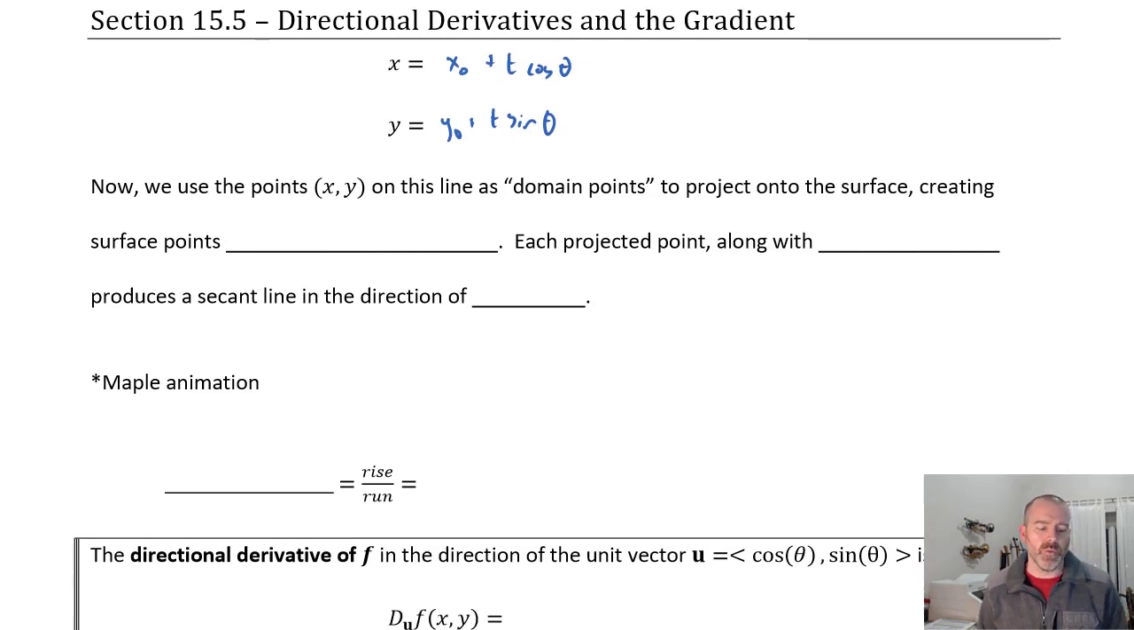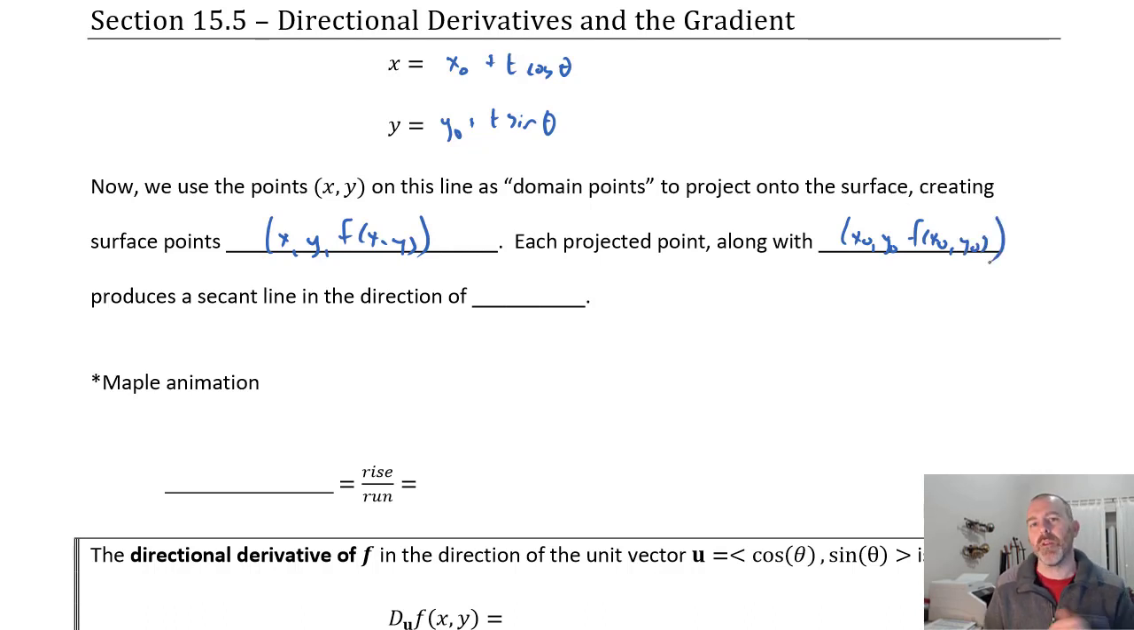Okay, what we're going to do now is, sorry, I need to flip my notes here. We're going to use all the points on that line as the domain points on this surface, so we create a curve on the surface. We're going to create the surface points x, y, f of x, y, based on that line in the plane, and then we project those up to the surface. And then those, along with the original point x naught, y naught, f of x naught, y naught.